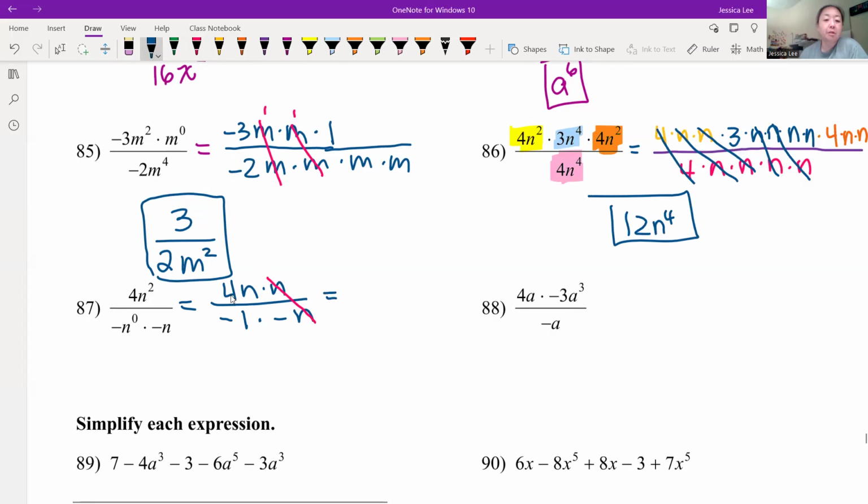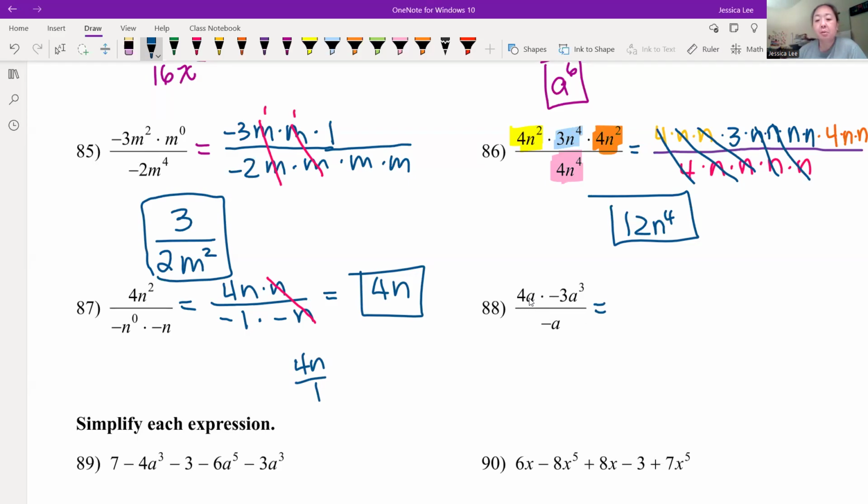So what do we have left? 4n on top, and negative times negative is going to be positive, so it's just 1 on the bottom. So technically you don't need to write that down, because that does mean 4n over 1. If you do write 4n over 1, it's not wrong. It's just you need to recognize that can be rewritten as 4n. Okay.